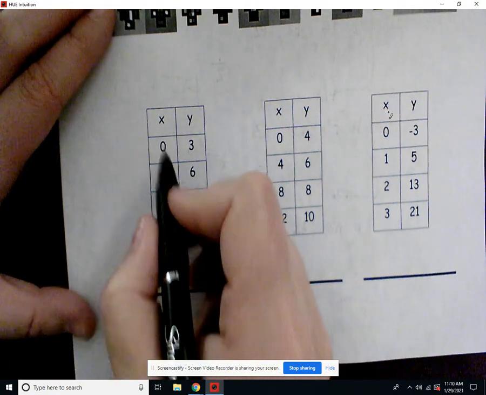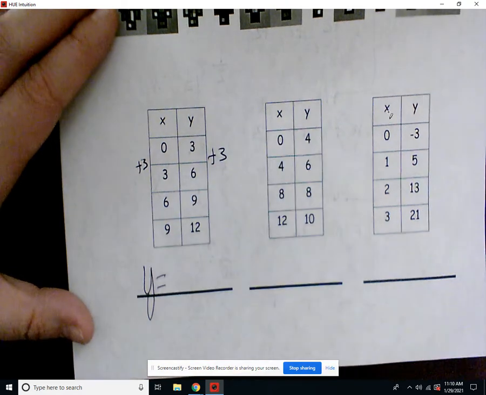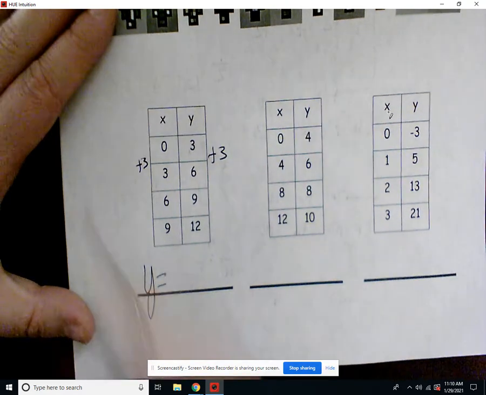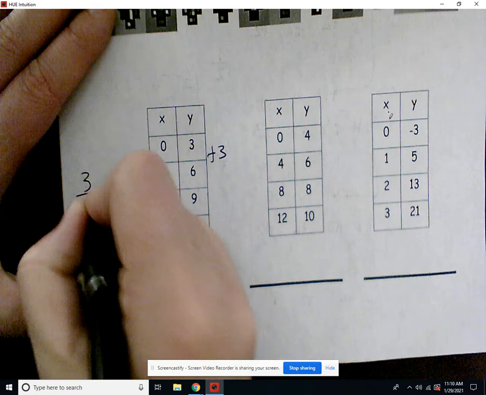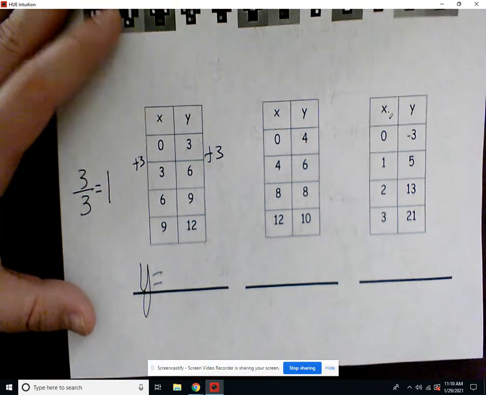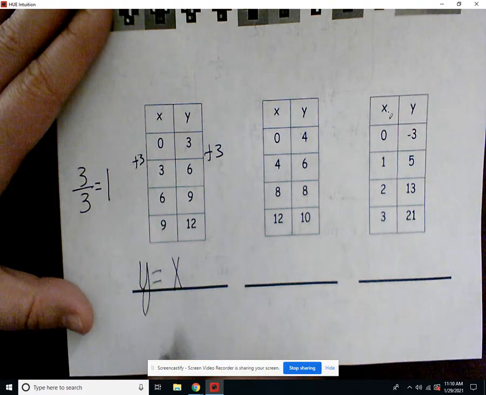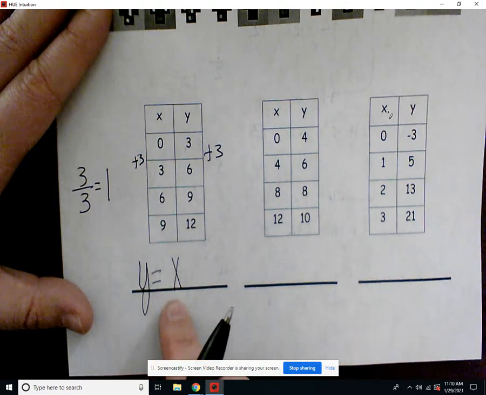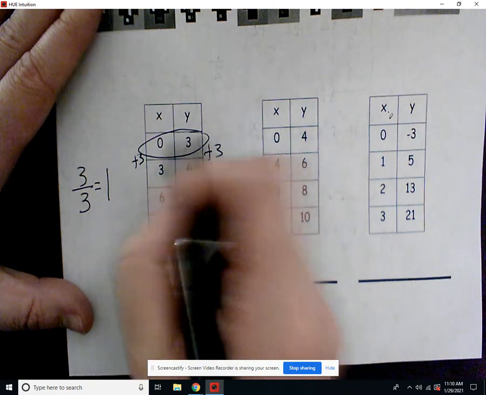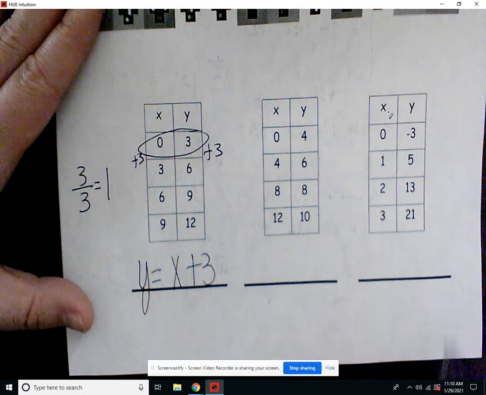Our x's are counting by 3's, and y's are counting by 3. This one's going to be a little bit different. 3 over 3 is equal to 1. How do we represent that? We just represent it by x. We don't put a 1 in front; we just leave it as x. And when x is 0, y goes at the end.